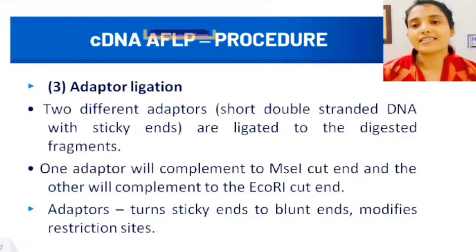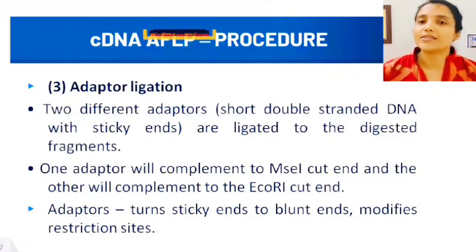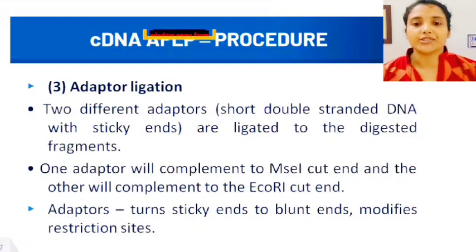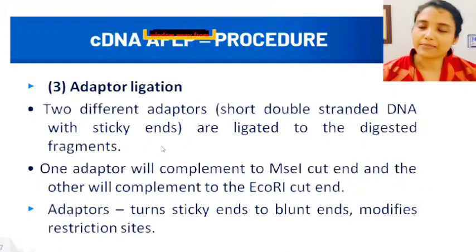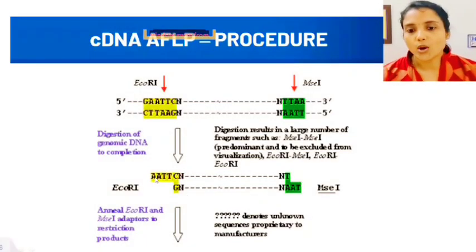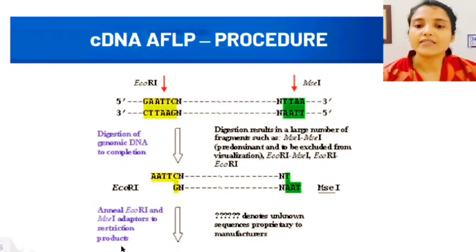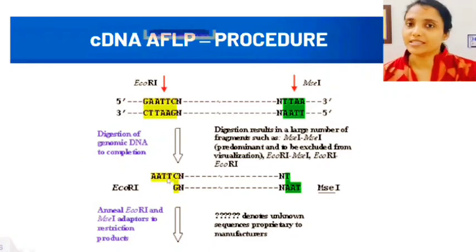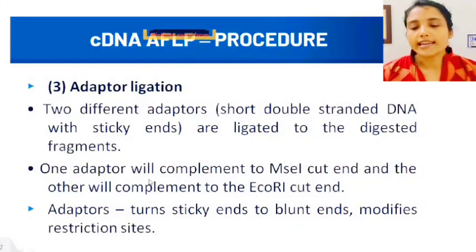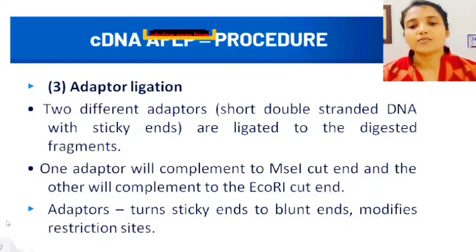After this, we'll be doing the addition of adapters. So that is called the third step, adapter ligation. Two different adapters, short double-stranded DNA with sticky ends. Adapters are nothing but double-stranded DNA with sticky ends. Those are ligated to the digested fragments. If you look at these digested fragments, they also have a sticky end, right? So you have adapters which also have sticky ends, and they will come and join over here with the help of the enzyme DNA ligase. One adapter will be complementary to the MSE1 cut end and the other will be complementary to the EcoR1 cut end. Adapters turn sticky ends to blunt ends and modify the restriction site.